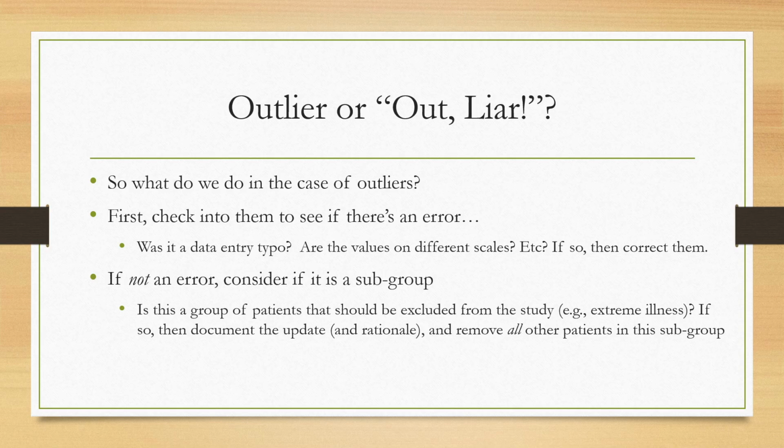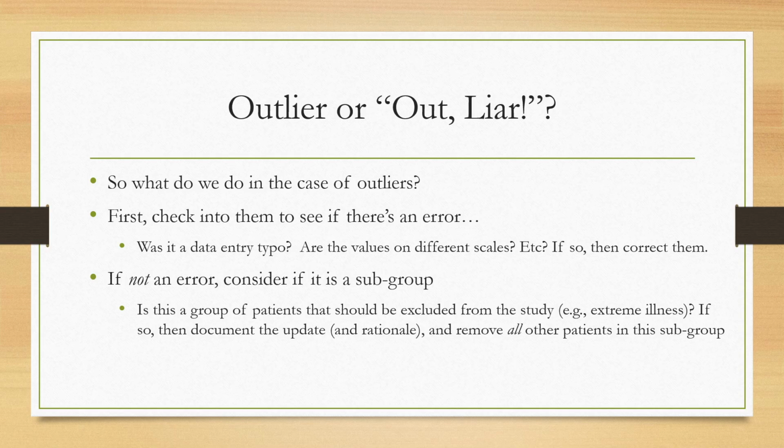So if it's a subgroup that's really not what you're intending to study, what you may do then is say, okay, for the individuals in the subgroup, they are not who I'm intending to study, so I'm going to remove them. Now, I want to be careful here, and this is important. You don't remove the outliers. You remove the subgroup. So if other individuals who are in the main chunk of data are also in that subgroup, all of those individuals get removed too. That's what this option is.